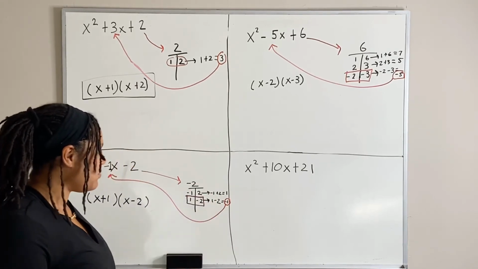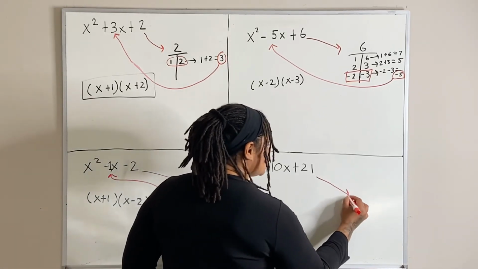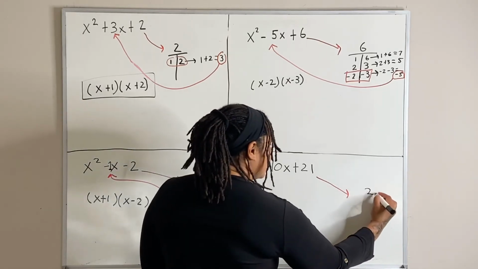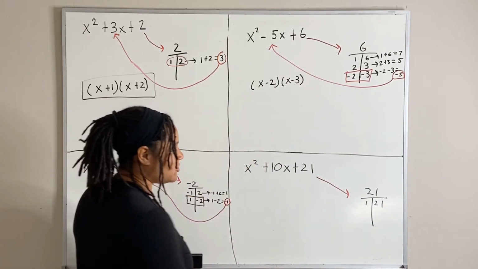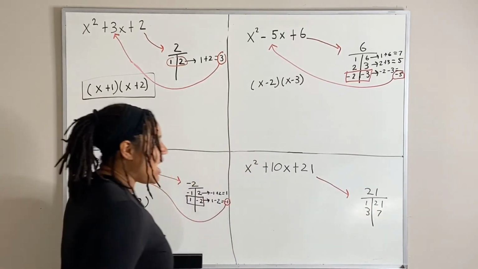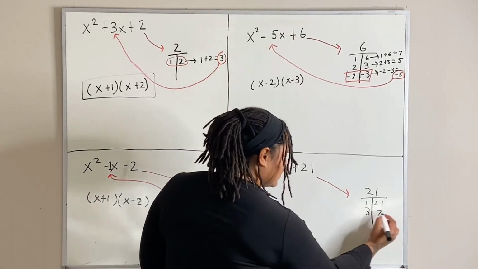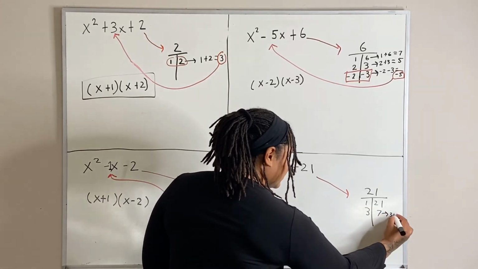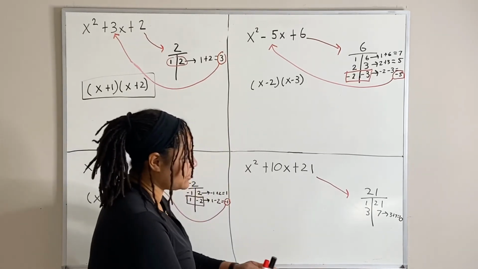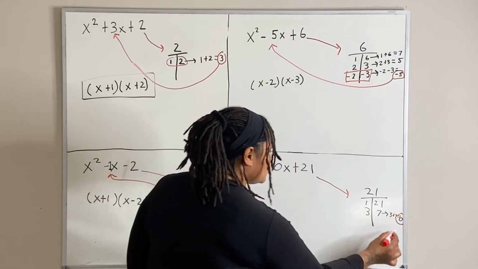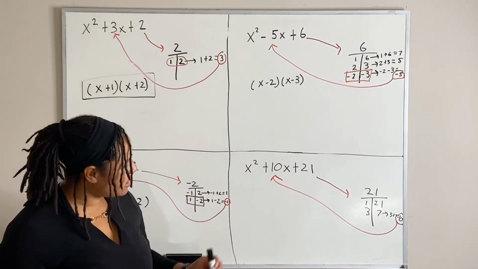Our last example here is x squared plus 10x plus 21. I'm going to take 21 and I'm going to write it out. And we know that 1 and 21 is a factor, and we also know that 3 and 7 is a factor. I think we can stop there because right away I can see that if I add 3 and 7 together, 3 plus 7 is equal to 10. Sorry if that's a little small. I'm going to circle the 10 and show you that, yes, it indeed equals our middle number.